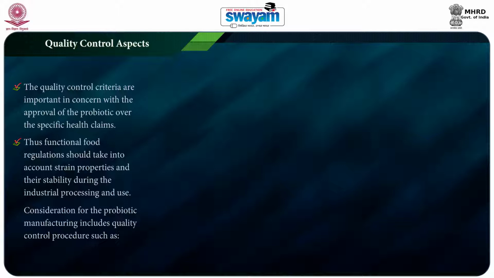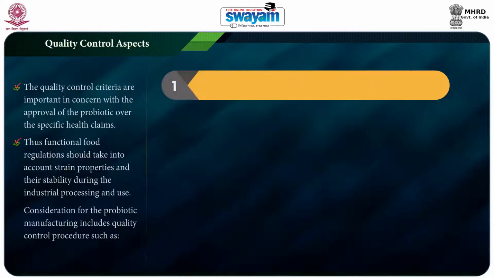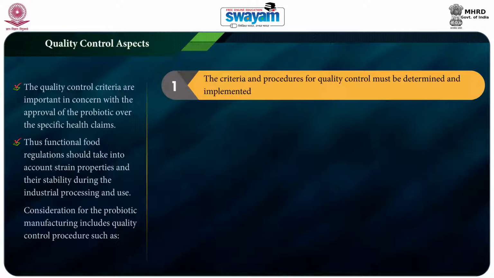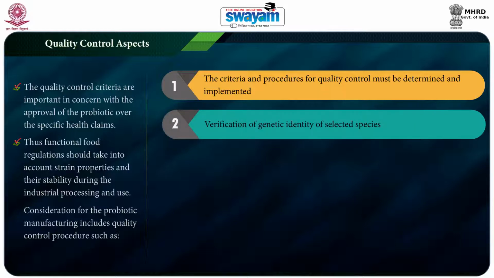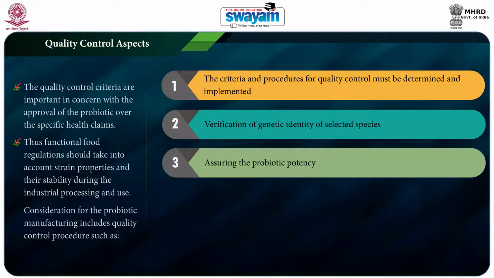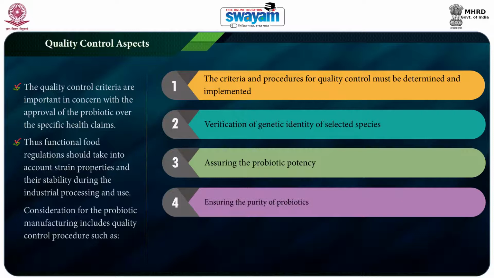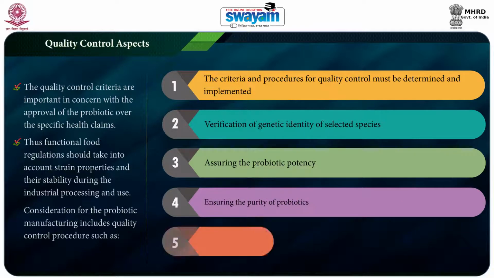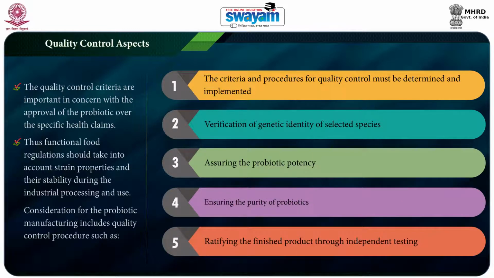Considerations for probiotic manufacturing include quality control procedures such as: first, the criteria and procedures for quality control must be determined and implemented. Second, verification of genetic identity of the selected species. Third, assuring the probiotic potency. Fourth, ensuring the purity of the probiotics, and the fifth one is certifying the finished product through independent testing.